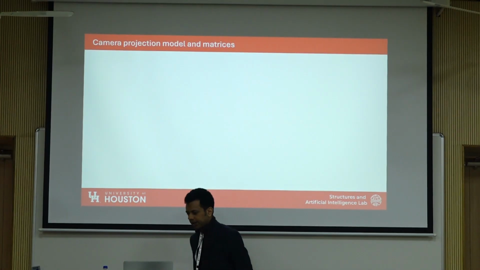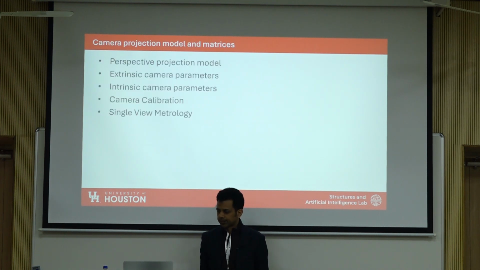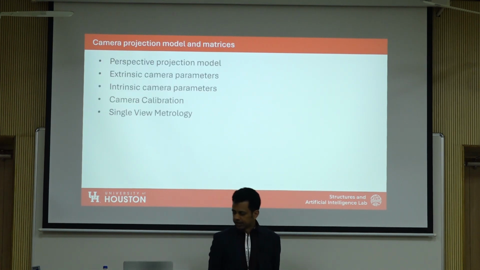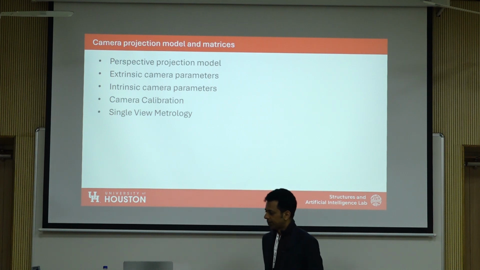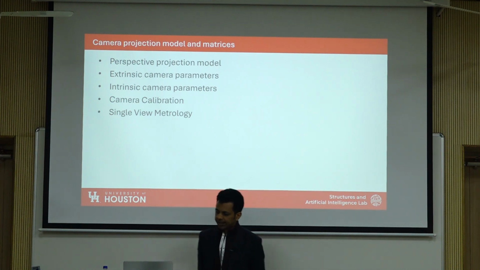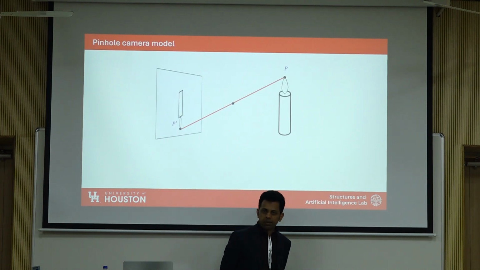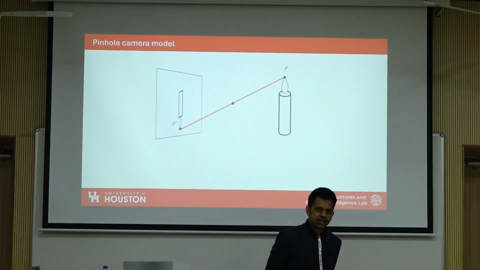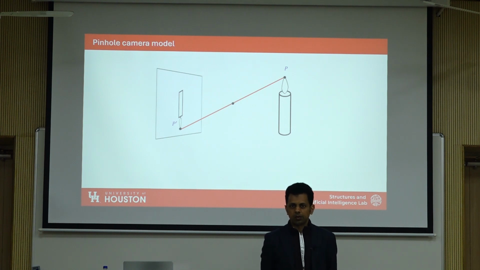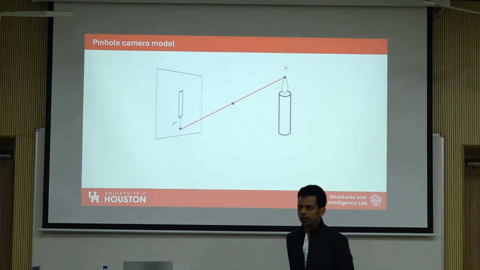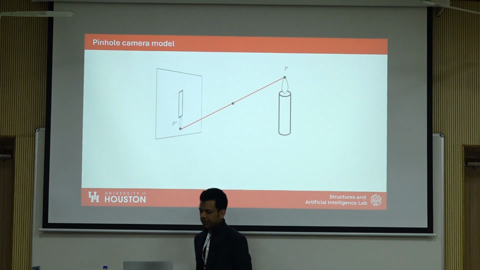Now we're going to talk about camera projection model and matrices. This is the outline of this afternoon. Talk about the perspective projection model, extrinsic and intrinsic camera parameters, camera calibration, and then one way to do camera calibration with just a single image. Now you may remember from high school physics that the way to form images is by focusing rays of light onto a plane or a surface.